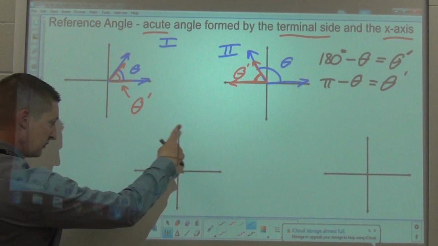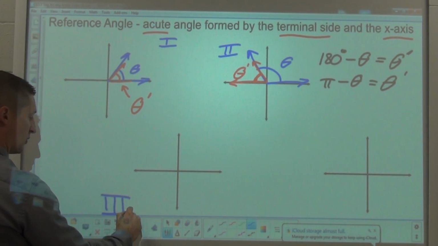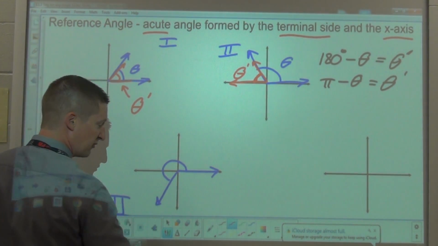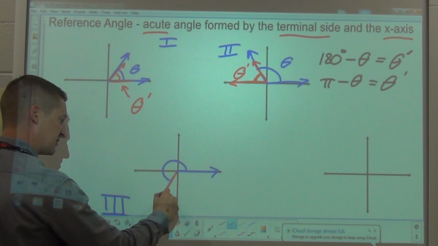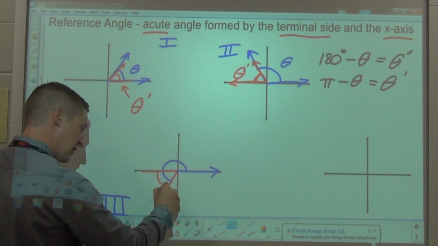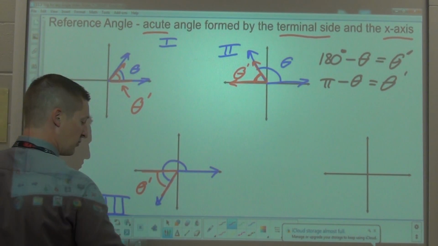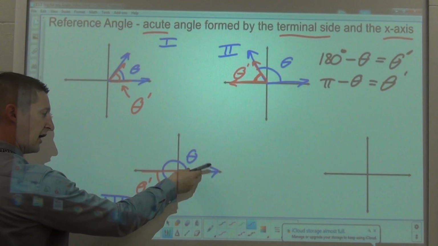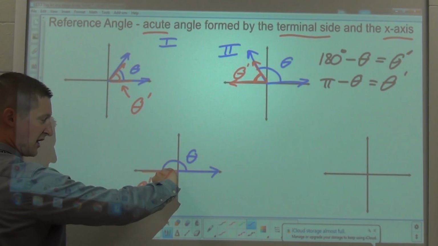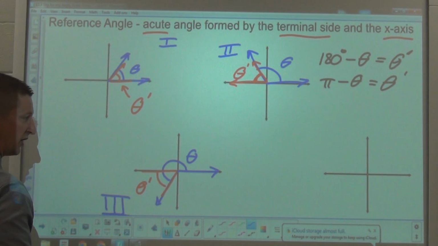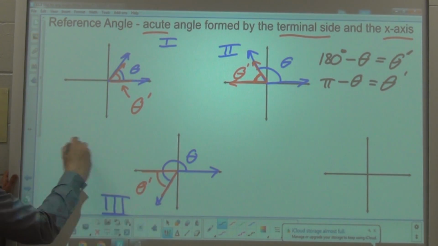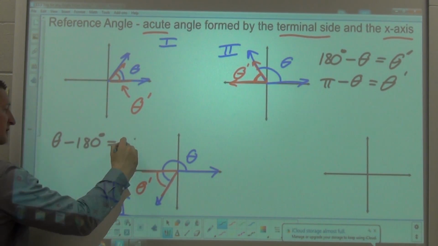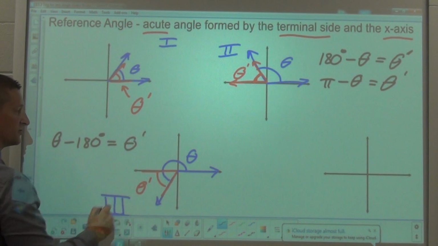Third quadrant is next. 1, 2, 3. I'm down here in the third quadrant. Here I have angle theta. As I look for theta prime, the reference angle, again, it's the terminal side and the x-axis and the acute angle that they form. So here would be theta prime in this case. So how would I find the measurement of that angle? In this case, I've gone 180 degrees, but then I go some extra. So I want to figure out how far past 180 degrees have I gone. So I take the difference between the angle and 180 degrees. So I went past it, so I subtract 180, that gives me theta prime.